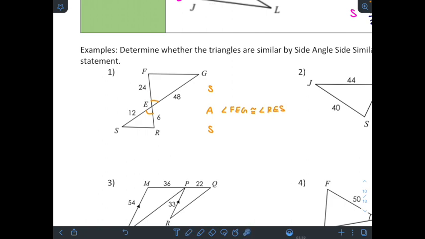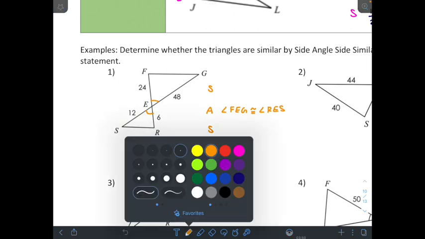Because again, I know it's tempting to just call this angle E, but which angle are you referring to when you say angle E? If I have FEG, that's telling me it's that top angle, and RES is telling me the bottom angle. So you do want to be careful when you're naming those. Now we have to check our sides.